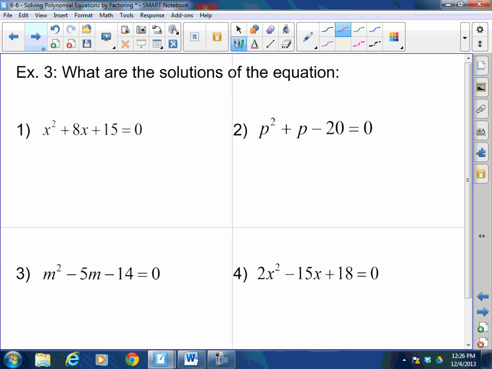Okay, my friends, I got x squared plus 8x plus 15 equals 0. The only way to solve this is to factor. Go for it. And that's going to be a nice easy one. X plus 5, x plus 3 equals 0.